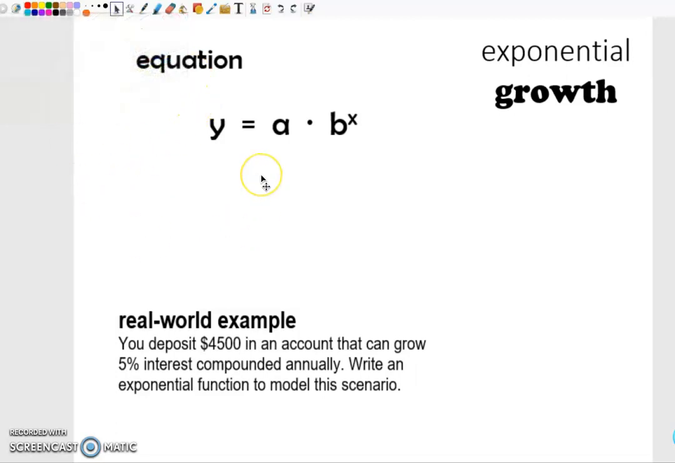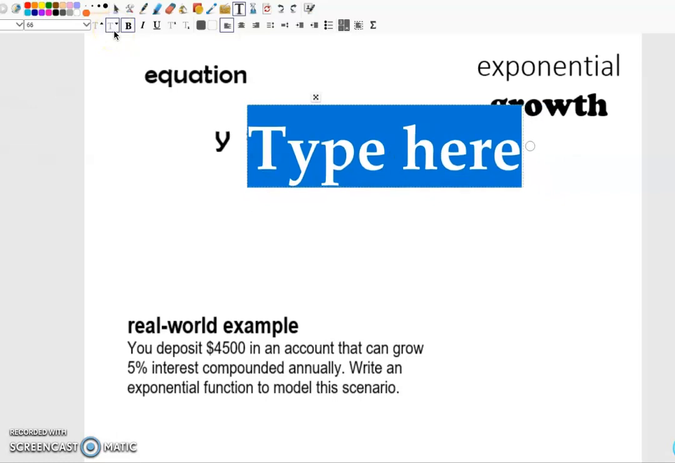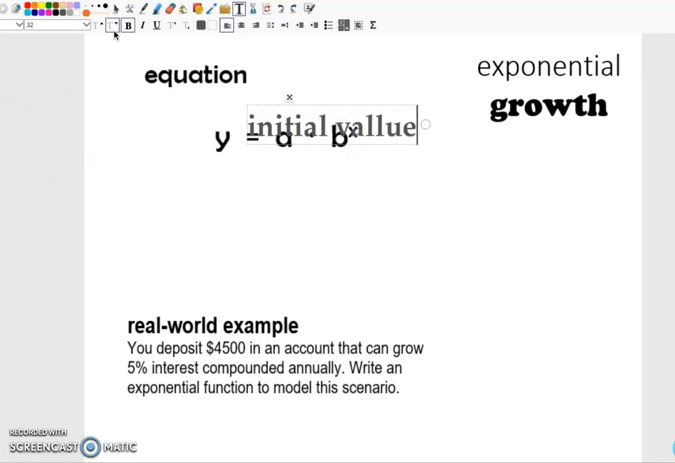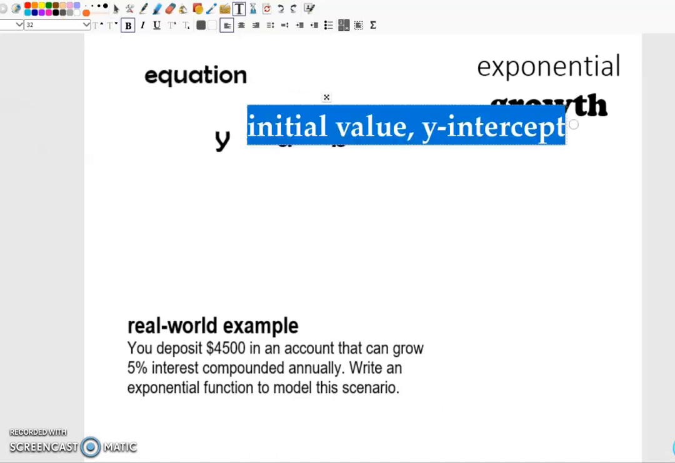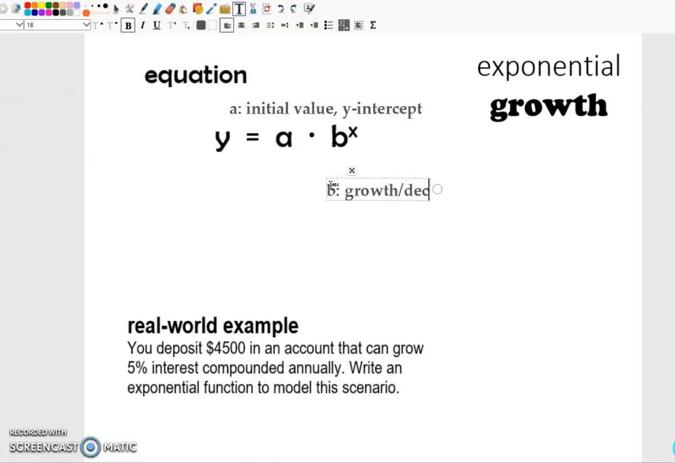All right, so let's get started. We're going to start with exponential growth. When you are looking at exponential growth, remember that your A value represents your initial value, or your y-intercept. So again, that's A represents initial value or y-intercept. Your B represents your growth or decay factor.